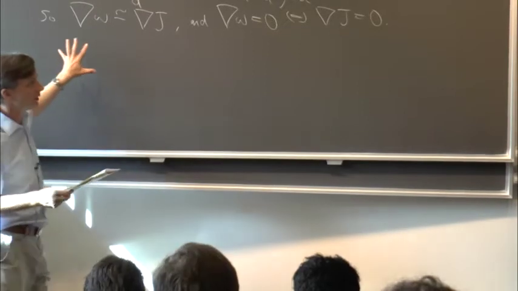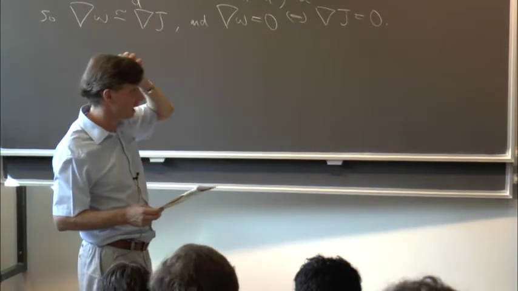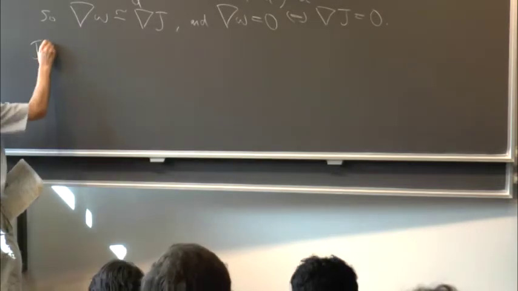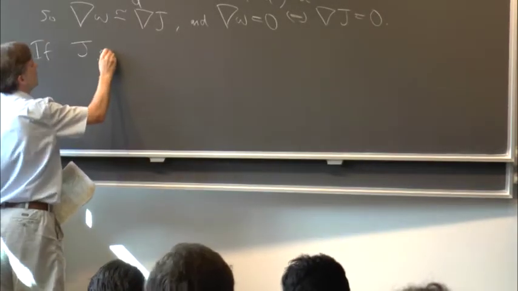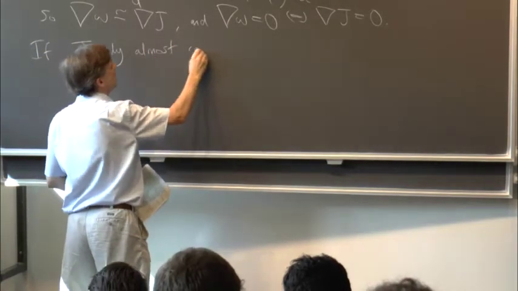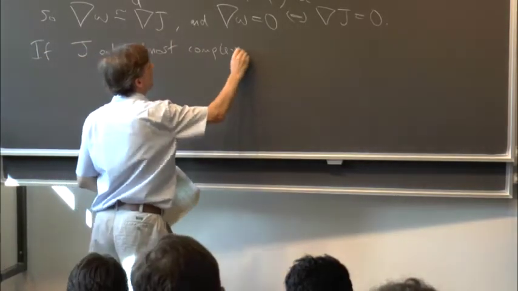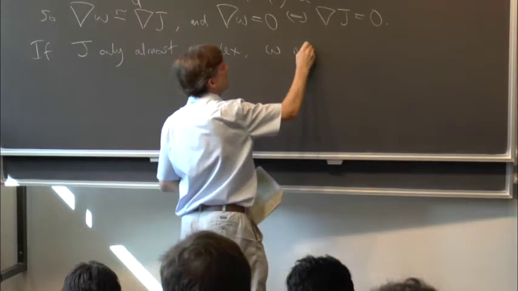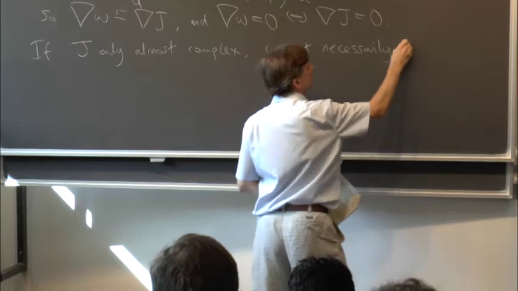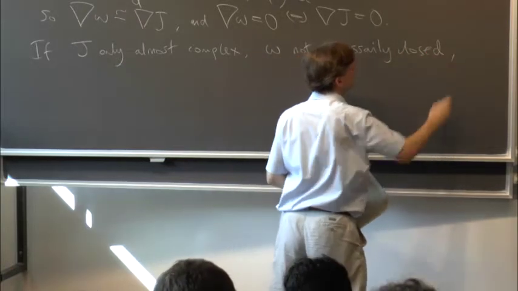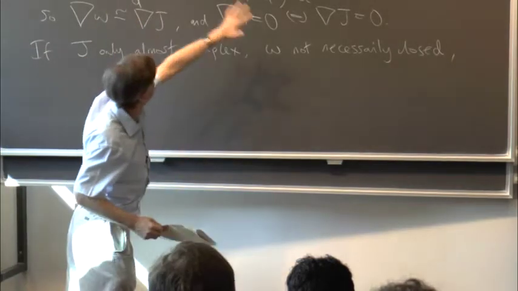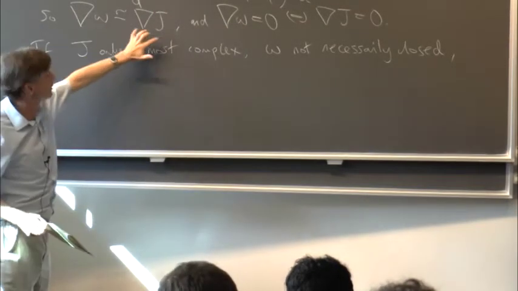Okay, so let's forget for the moment that J is a complex structure and g is a Kähler metric. So if instead J is only almost complex and omega is not necessarily closed, then these derivatives, nabla omega and nabla J, well, this equation still holds, but these would not have to be 0.